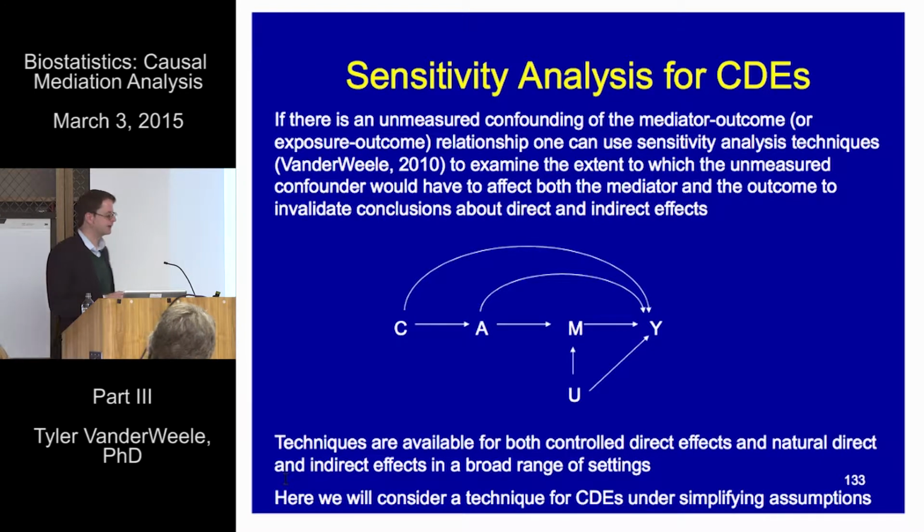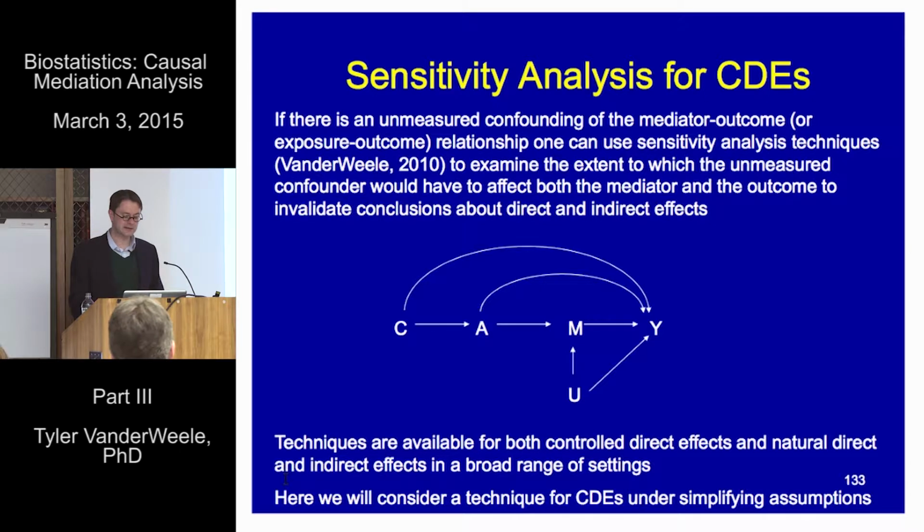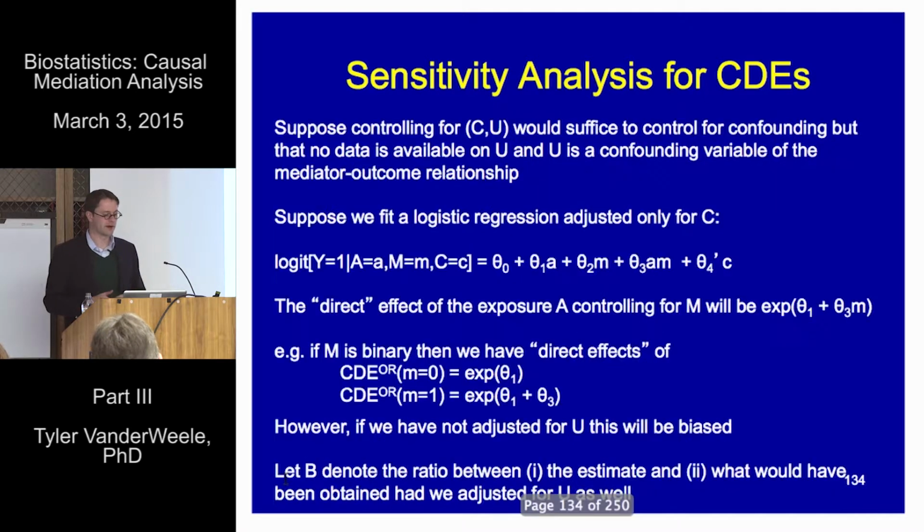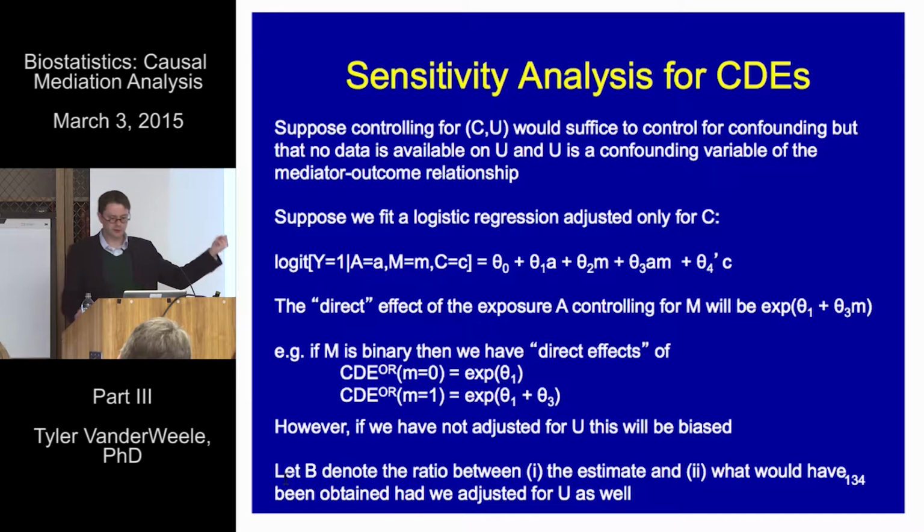But the setting we'll be beginning with is an unmeasured confounder now. We'll begin with the controlled direct effect of the exposure on the outcome, not through the mediator. And we'll ask, to what extent would an unmeasured mediator outcome confounder bias those effects? And to what extent are our estimates robust to such confounding? So we're going to assume that, once again, if we had controlled for C and U, we would have controlled for exposure outcome confounding and mediator outcome confounding, but we don't have data on U, only C.